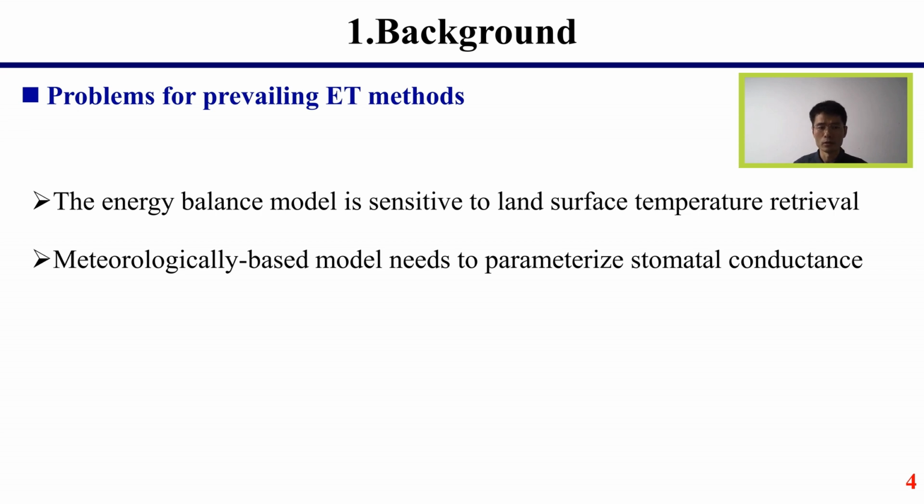Well, the second type, the meteorological-based model, usually needs to parameterize stomatal conductance. Stomatal conductance is a measure of the stomatal aperture. Water and CO2 come through this stomatal aperture. In this kind of model, they need to quantify how much the stomata opens. This is a highly complex metric and kind of difficult to describe. So that is why meteorological-based models have uncertainty related to the stomatal conductance parameterization.